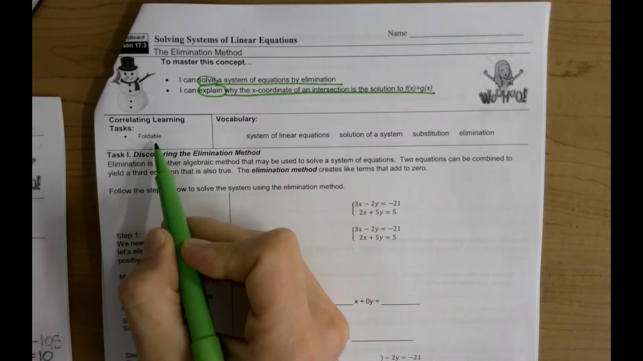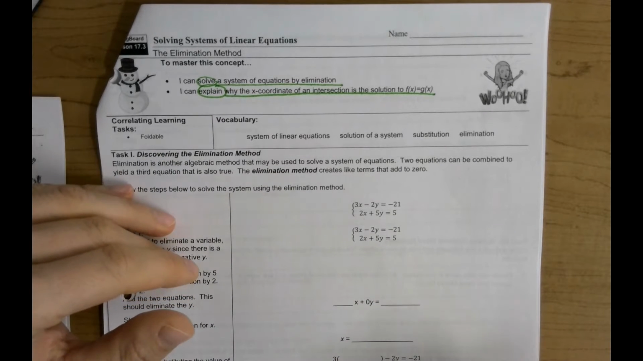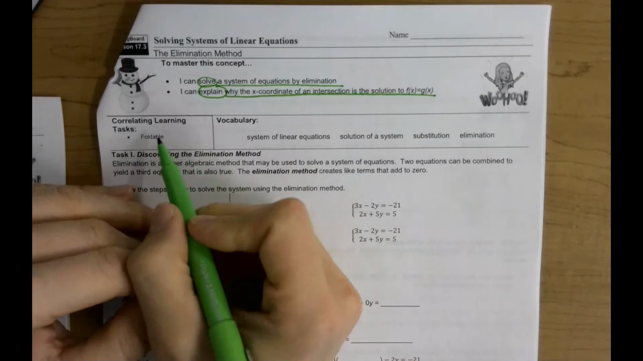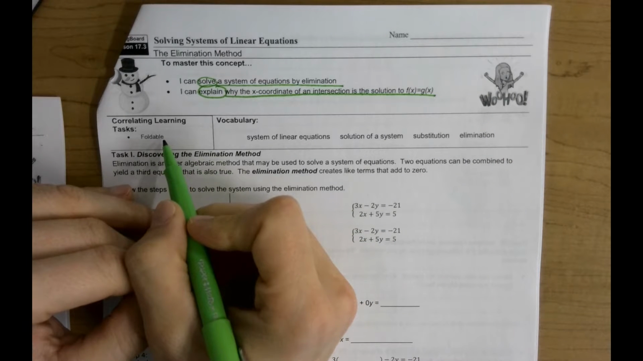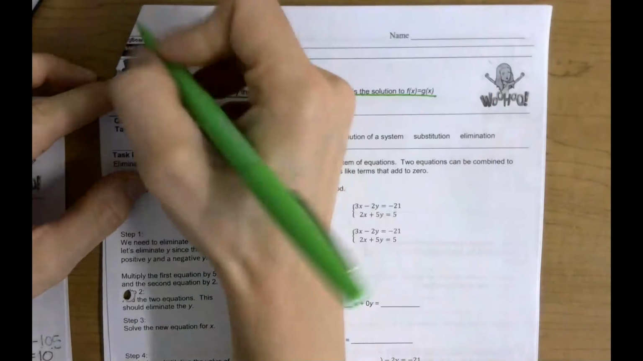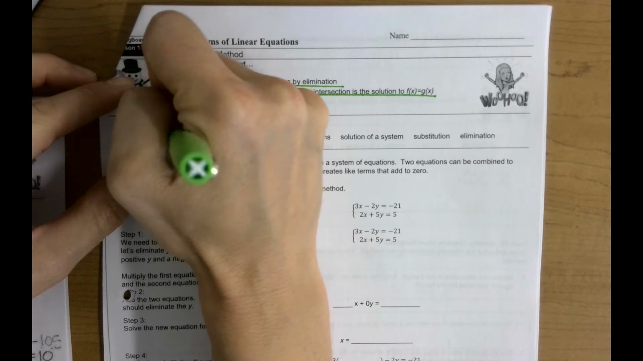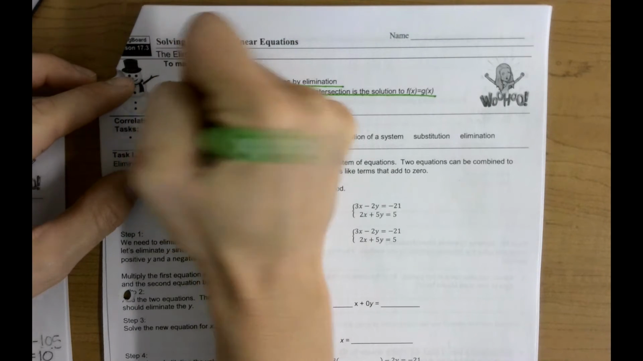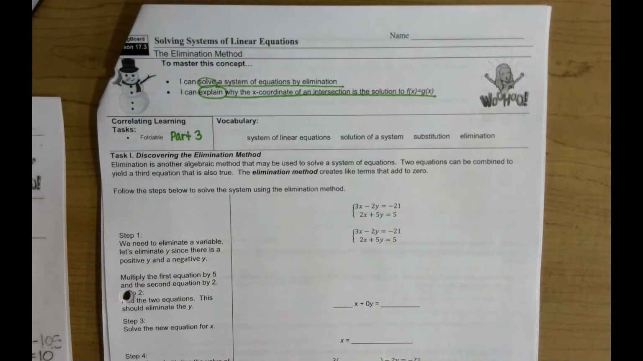For this one, this is the foldable. You will do the solving systems of equations foldable on the yellow paper. You will do part 3 after this lesson, and I put the entire video link on the course calendar. So if you already did parts 1 and 2 with me in class, then just fast forward to part 3.